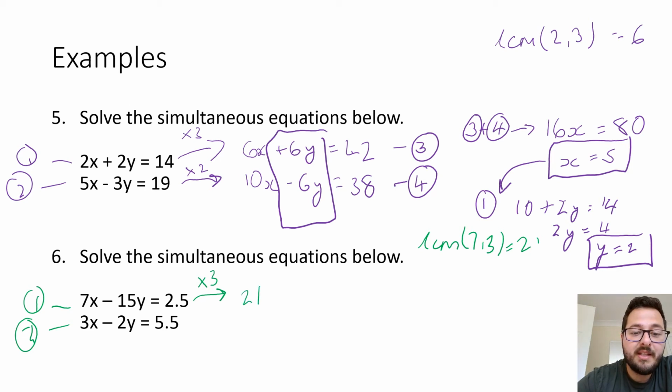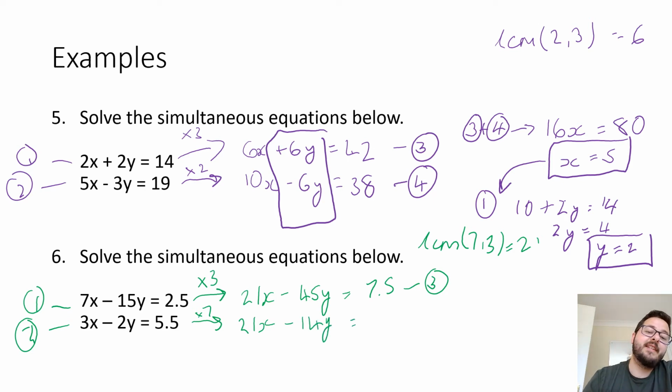So this is going to be 21x. 15 times 3 is 45y, and 2.5 times 3 is 7.5. So that'll be our equation 3. And then 3x minus 2y is 5.5. We want to times by 7. So we're going to get 21x minus 14y equals, and then 5 times 7 is 35, so that should be 38.5. And that is number 4.